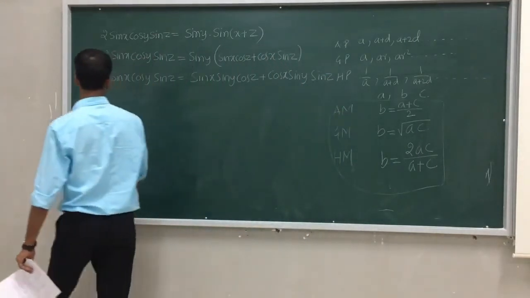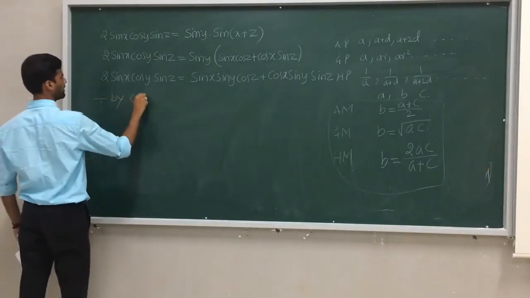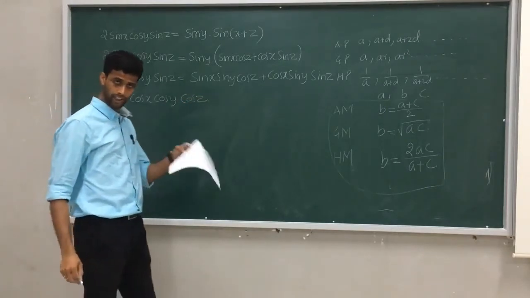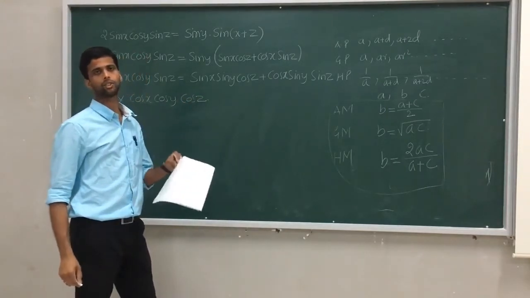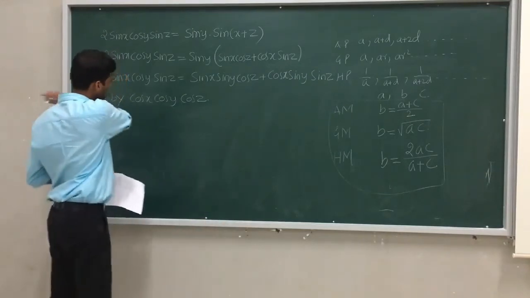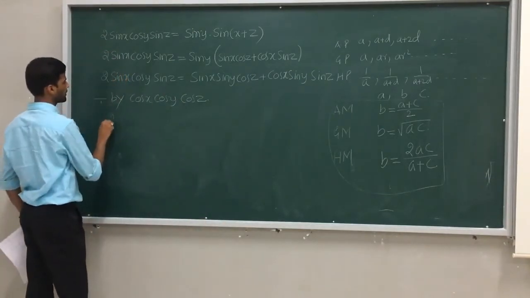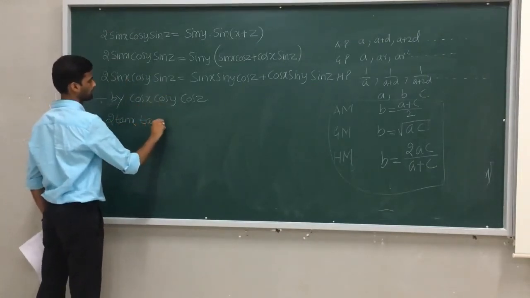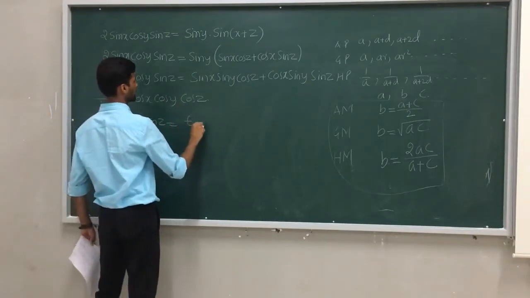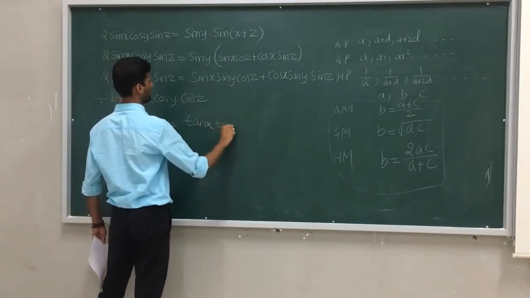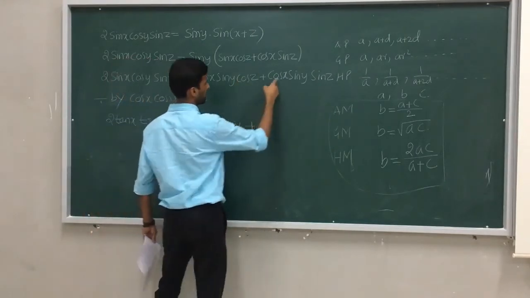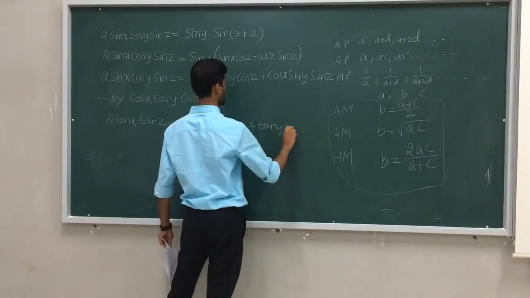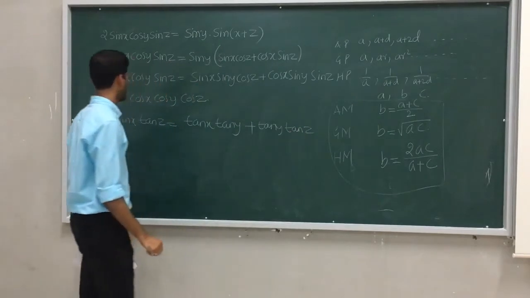Now I will divide throughout by cos x cos y cos z. Why am I dividing by this? They want tan x, tan y and tan z, and tan is got from sin by cos. If I divide throughout by cos x cos y cos z, it becomes 2 tan x, as cos y cancels, equals tan y plus 1 on the other side: cos x by cos x cancels, sin y by cos y is tan y, sin z by cos z is tan z.